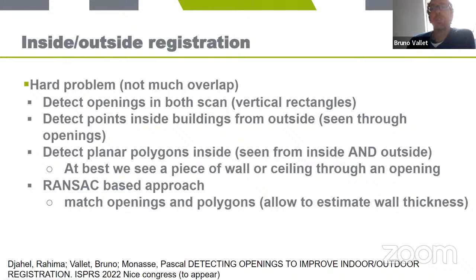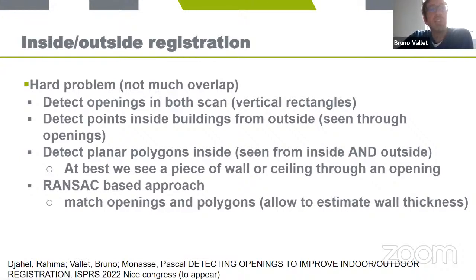Finally, in this work, we're also interested in registering inside data, because if you want to go to a very high level of detail on buildings, it's interesting to combine outside and inside data into a single model. This is a rather hard problem, because you don't have much overlap between inside and outside data. So what we did was detect openings in both scans, so detecting vertical rectangles. Then from the outside scan, we detected the points that were inside the building, that's the points that were seen through these openings.